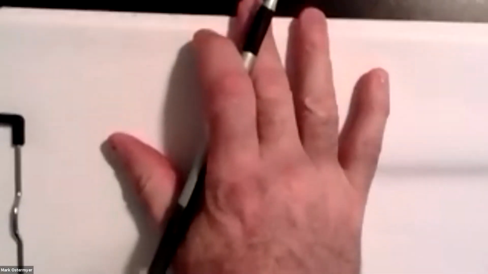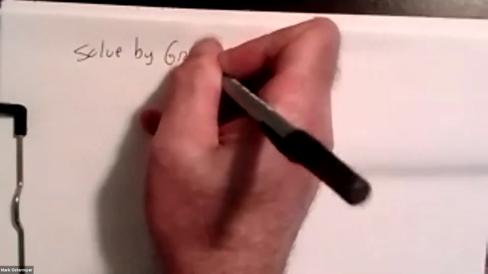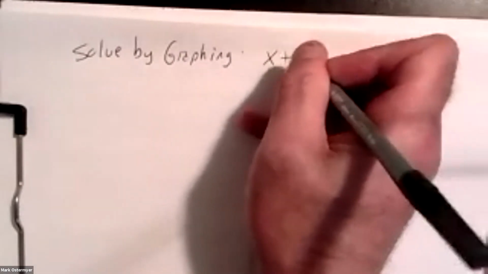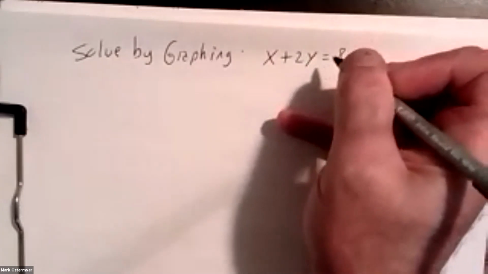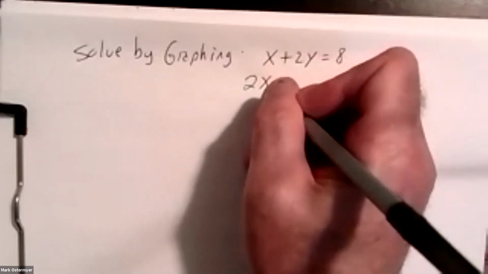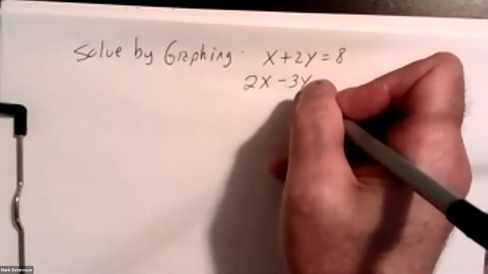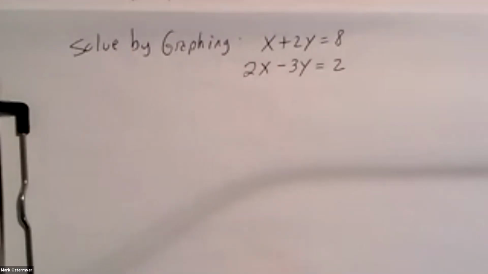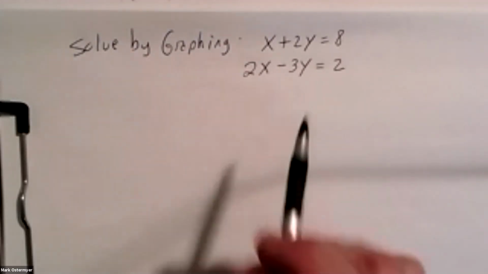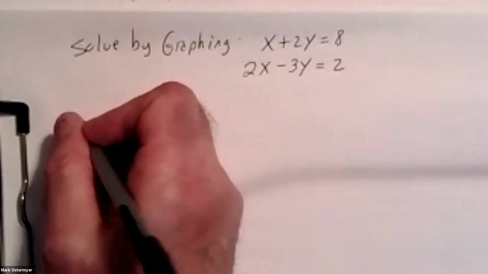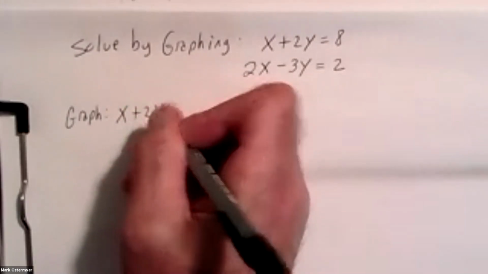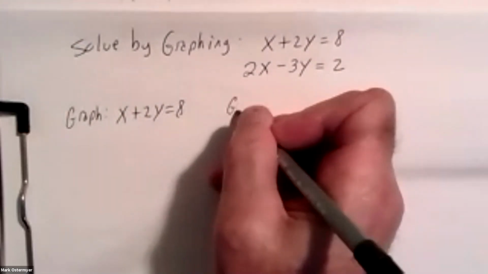So we'll try to solve this one by graphing. The system is x plus 2y equals 8, and the other equation is 2x minus 3y equals 2. To solve this system using the graphing method, we have to graph both of these linear equations. We have to graph this one, and then we're going to have to turn around and graph the other equation.